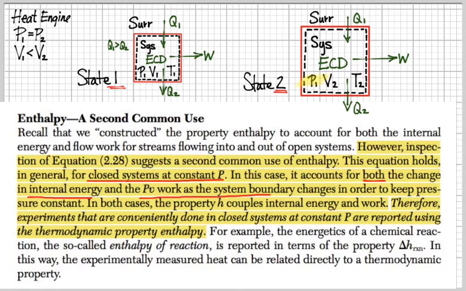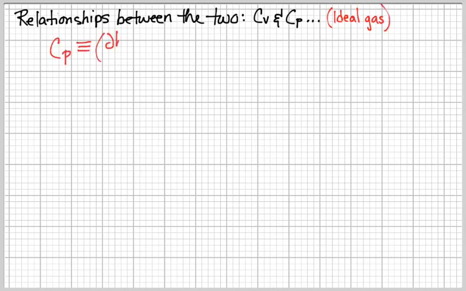Right? In a closed system at constant pressure, enthalpy accounts for both the change in internal energy and the pressure volume work as the system boundary changes, because the system boundary got bigger, right? That's what enthalpy is valuable for. It's valuable to deal with these constant pressure systems where volume changes and still allow us to solve for the energy balance in the system.